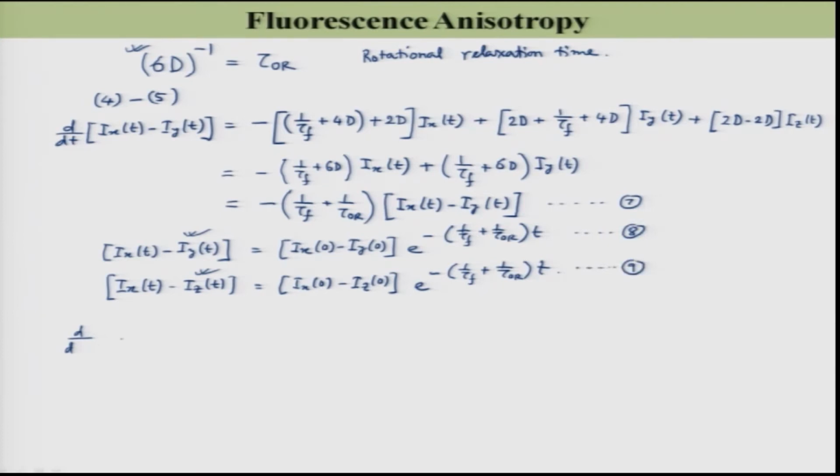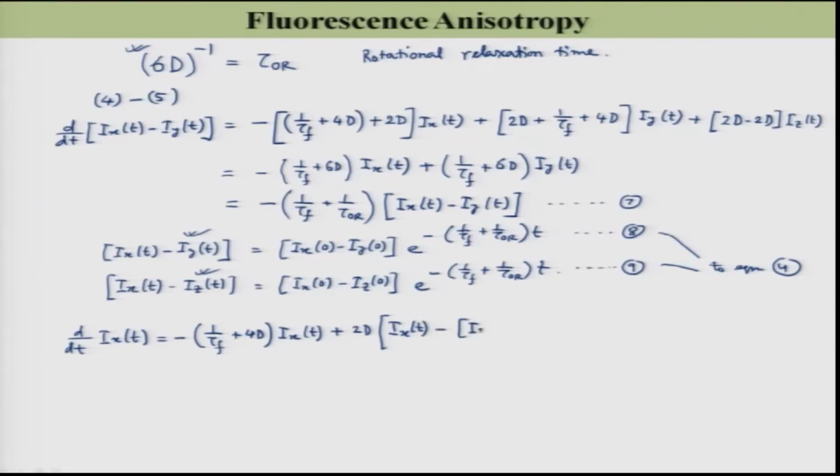and now putting the value of these two into equation 4, what we will have is d/dt of I_x(t) equal to minus (1/τ_f plus 4D), I am writing as 4D because I did not have this 6D term which I can replace till now, plus 2D times I_x(t) minus (I_x(0) minus I_y(0)) e to the power minus (1/τ_f + 1/τ_r) t will be here, and the whole thing in the square bracket, right.